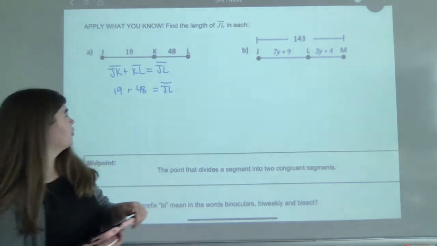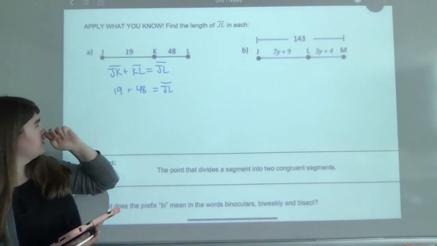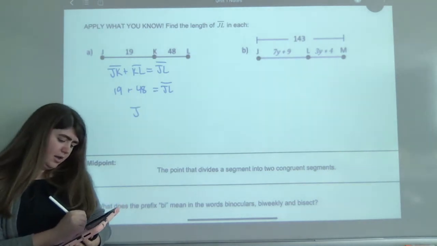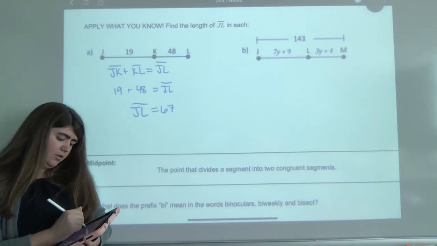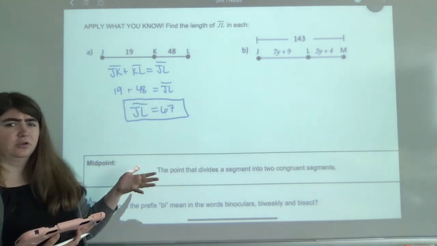19 plus 48, 9 plus 8 is 17, carry the 1, 4 plus 2 is 6, so we are looking at 67. JL is equal to 67, and that would be units, as this is not labeled to be inches, miles, or anything, so we just say units.